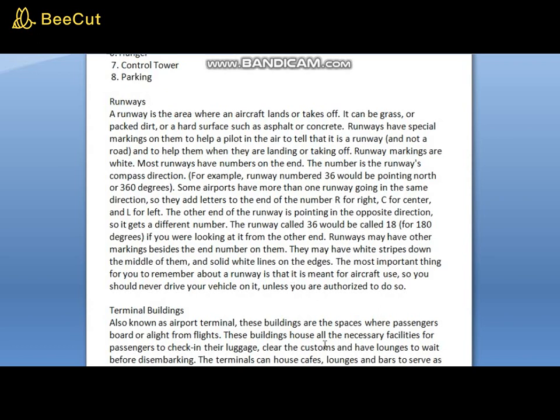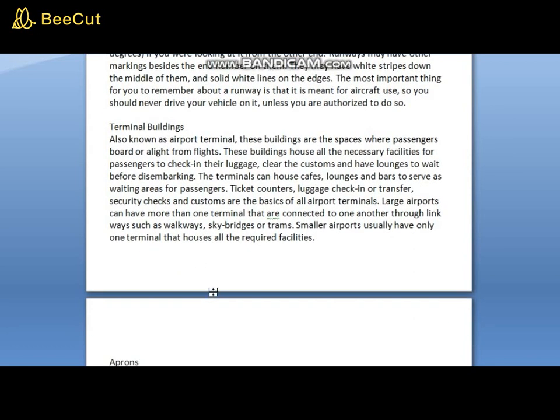The next is the terminal building. Also known as airport terminal, these buildings are the spaces where passengers board or alight from flights. This building houses all necessary facilities for passengers to check in their luggage, clear customs, and have lounges to wait in before boarding. This is about terminal buildings.